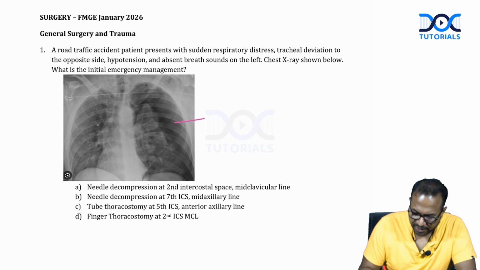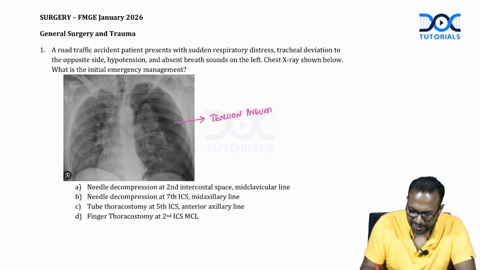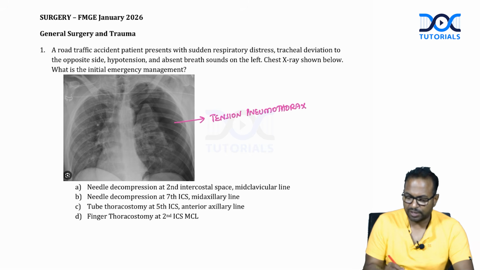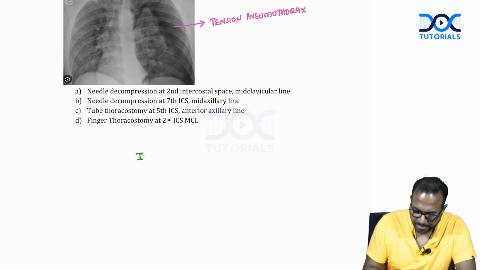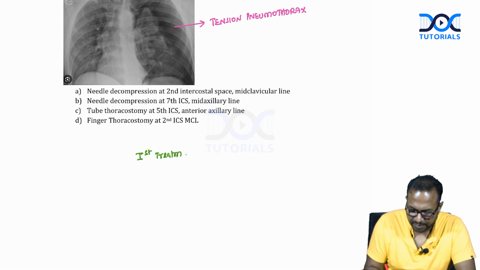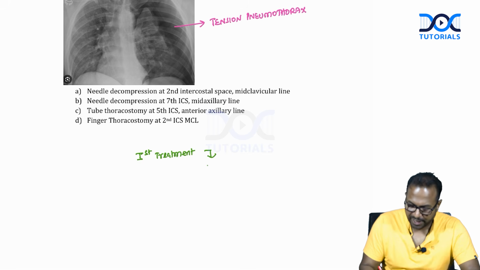You can see here there is a tension pneumothorax. This is a classical image of tension pneumothorax, and this is a multiple times repeated MCQ. There will be no FMG paper without a discussion on tension pneumothorax. Tension pneumothorax is a red emergency in the triage. So immediately I should put a needle.